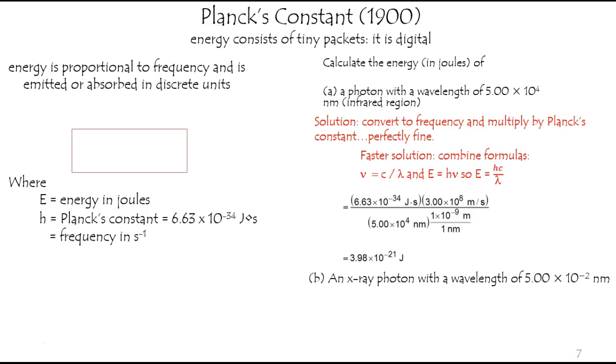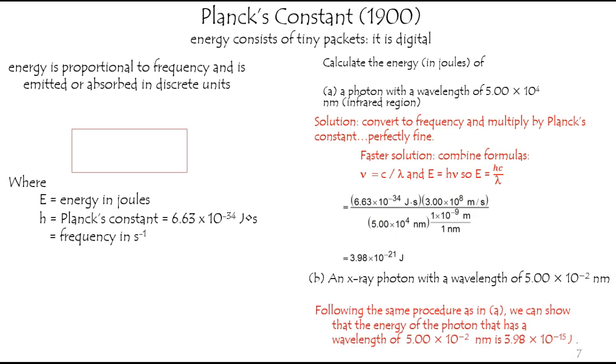Similarly, for an X-ray, we should get a larger energy since it's more dangerous. And we do. 6 orders of magnitude higher. And this is Planck's constant.